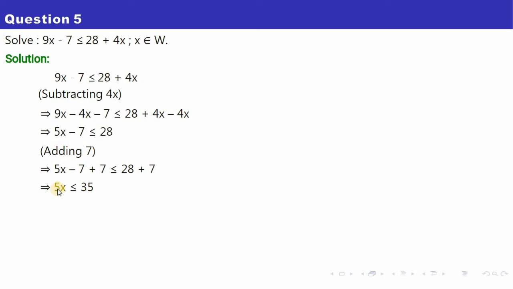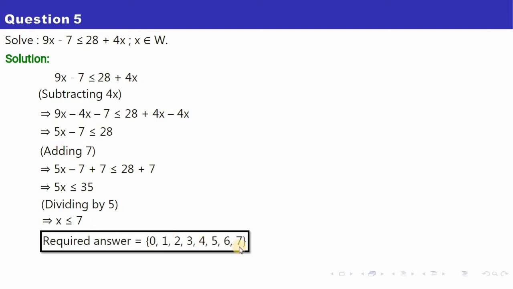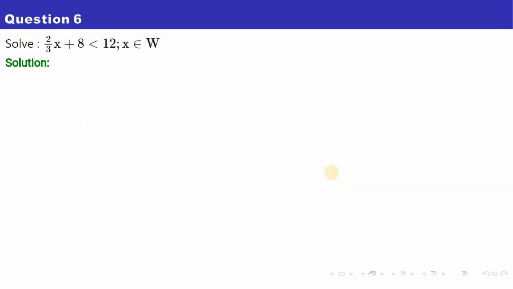Now I want to get rid of 5, so I need to divide by 5. Since 5 is a positive number, the sign will not change in this case. So we have x is less than or equal to 7. The whole numbers which are less than or equal to 7 are from 0 to 7. This will be my answer for this particular question. So pause the video to note down. Let's move on to the last question for the day.